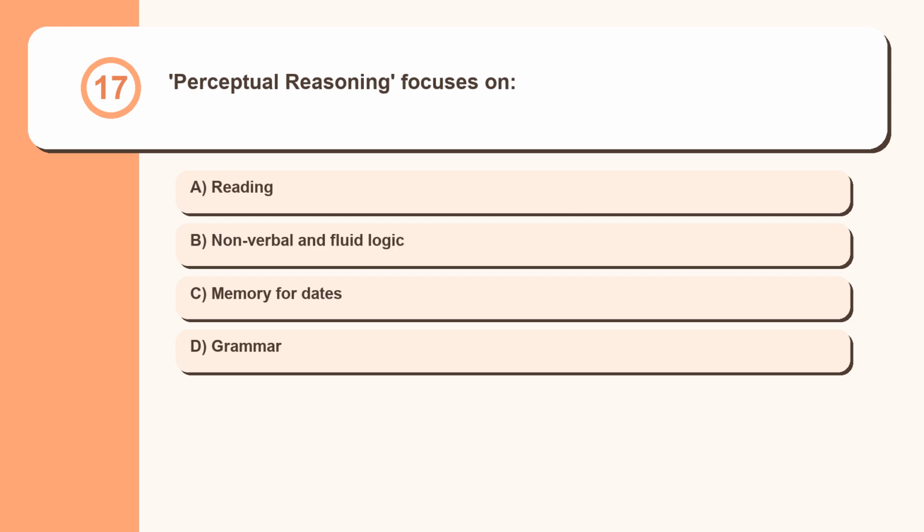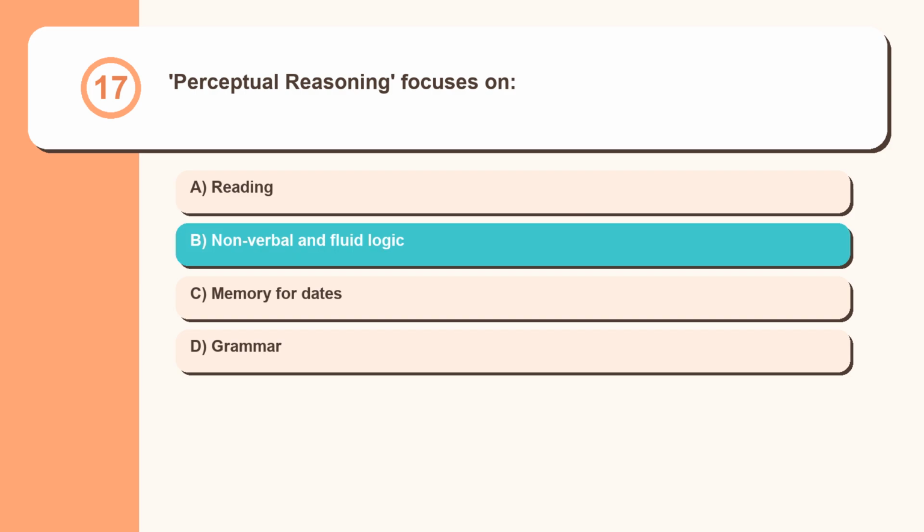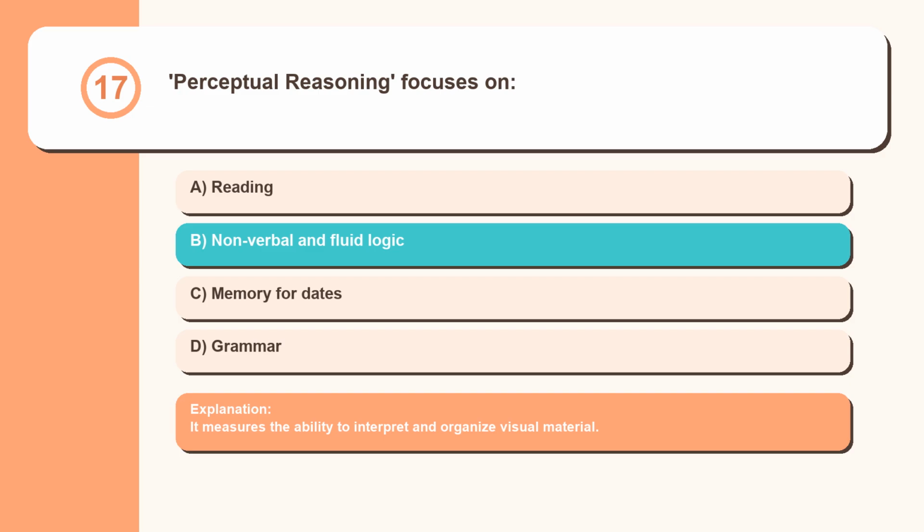Question 17. Perceptual reasoning focuses on reading, nonverbal and fluid logic, memory for dates, grammar. It measures the ability to interpret and organize visual material.